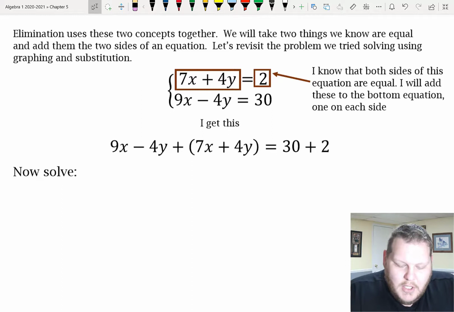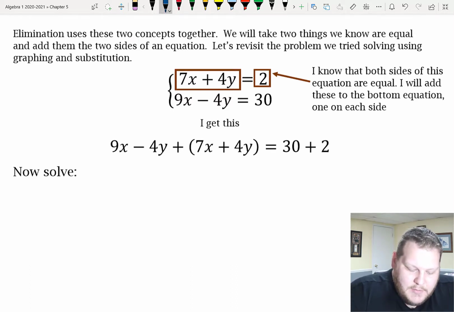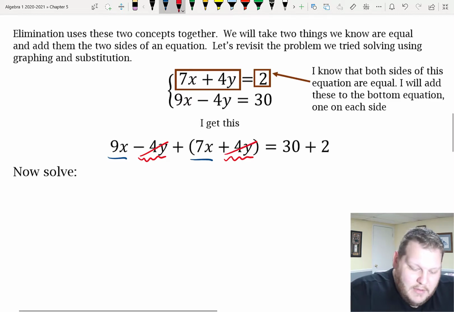Because if you notice here, when I actually go through and do this process, if I added the top red box on the left side to the left side, and I added the right red box on the right side, I end up with 9x minus 4y plus 7x plus 4y equals 30 plus 2. And as soon as you start collecting up your like terms, you have x's with x's, y's, I'll do a different color here, y's with y's on the same side. You can see pretty quickly the y values, I've got positive 4y and I've got negative 4y, they're going to cancel out.